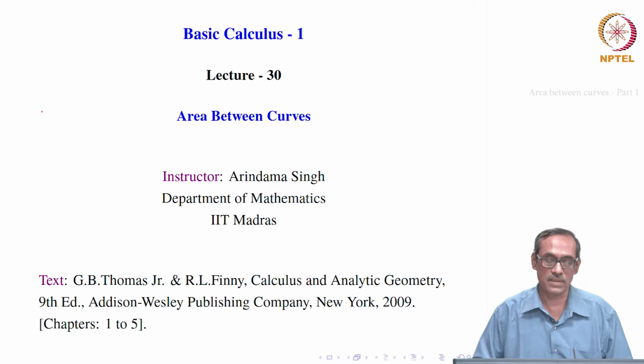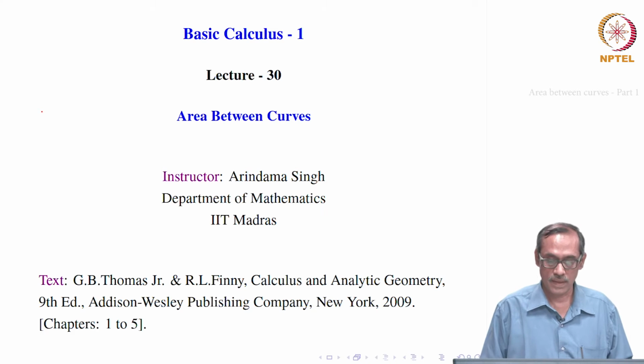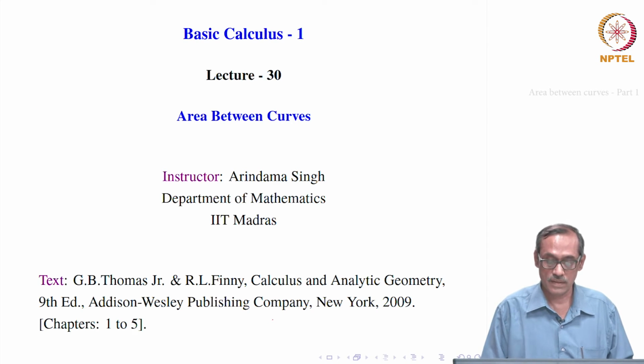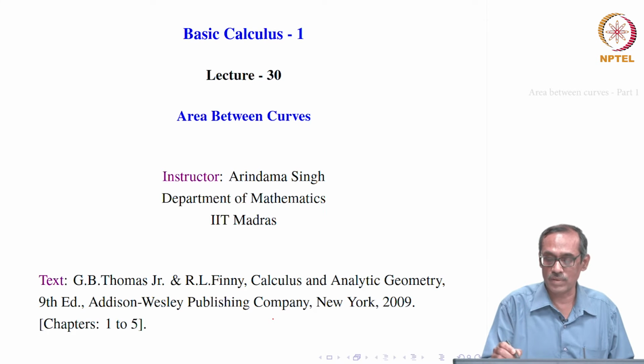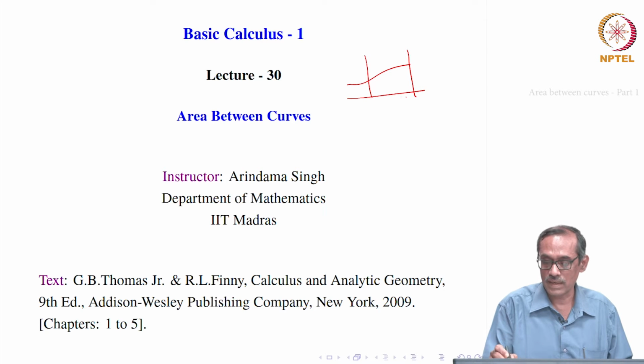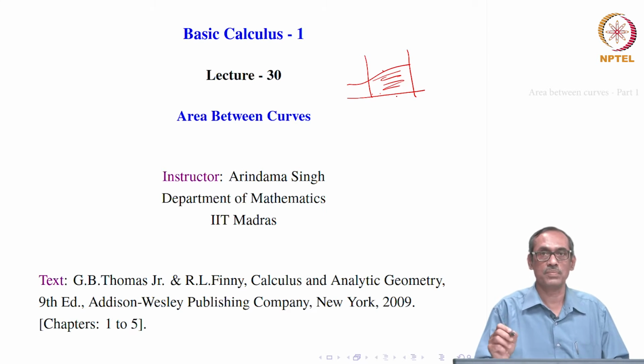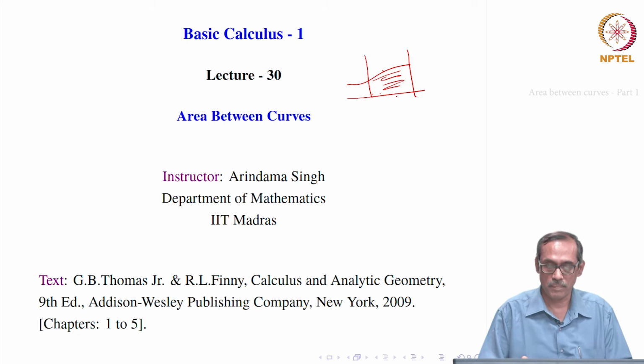Well, this is lecture 30 of basic calculus 1. Recall that we had introduced the integral through a particular type of area. Suppose y equal to f of x is a curve and we wanted to find out the integral from a to b f of x dx. So, we take the area between the x axis, the curve and the lines x equal to a and x equal to b. This area was defined as the integral a to b f of x dx, the definite integral.